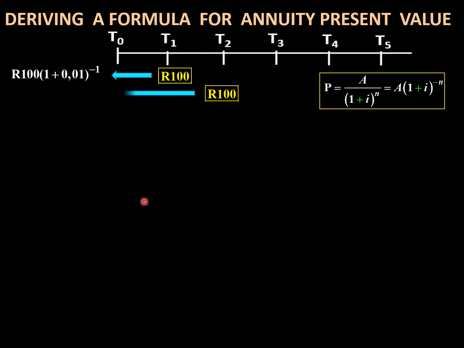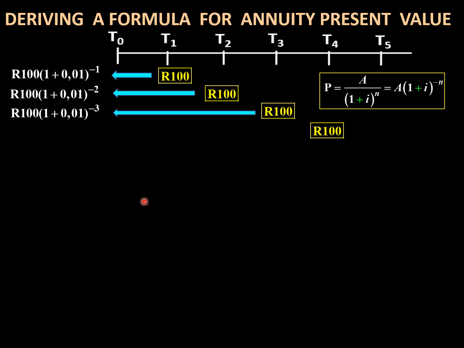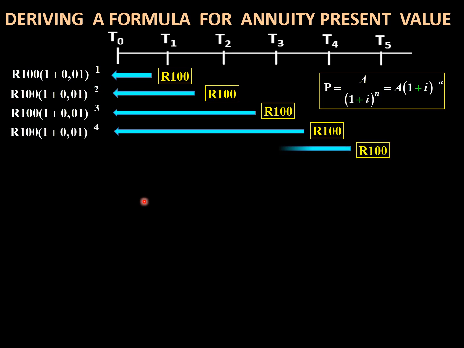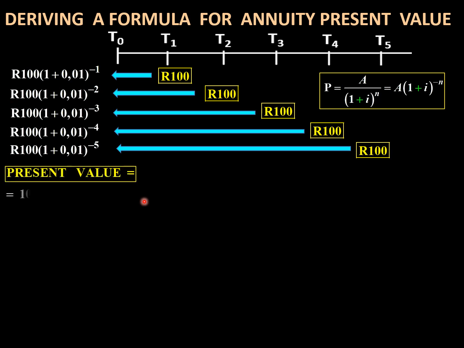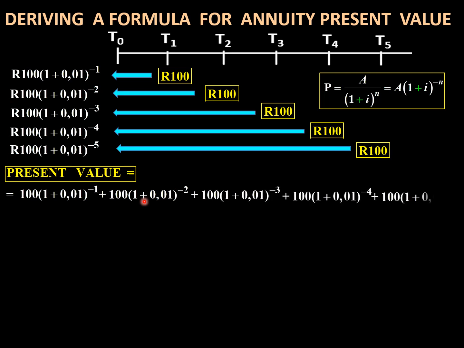The second payment, if I bring it to the present, it will be that amount there. And the third payment, I bring it to the present, it will be that amount there. And the fourth one, I bring it to the present, it will be that amount. And the last withdrawal, if I find the present value of that last withdrawal, is going to be this amount there. Because we want to find the sum of all these present values, we can add them. So there's the first, the second, the third, fourth, and the fifth.